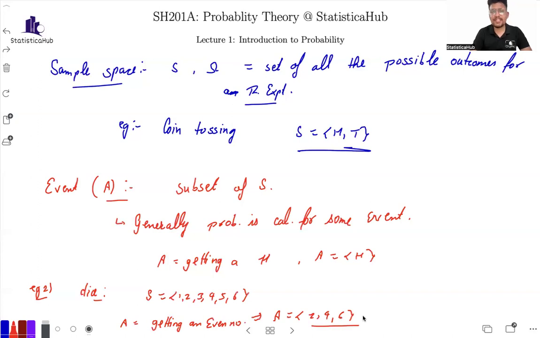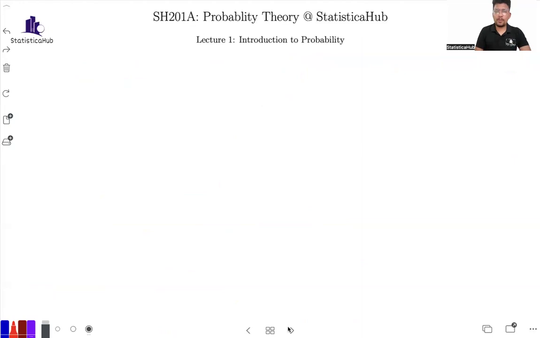Okay, so you can think about a lot of random experiments, and along with this slide, on the website you'll find one more slide in which there are some decent, very basic examples. You can go through them. Okay, now let's try to understand more about the probability. So how do we define the probability for some event? Probability of an event.